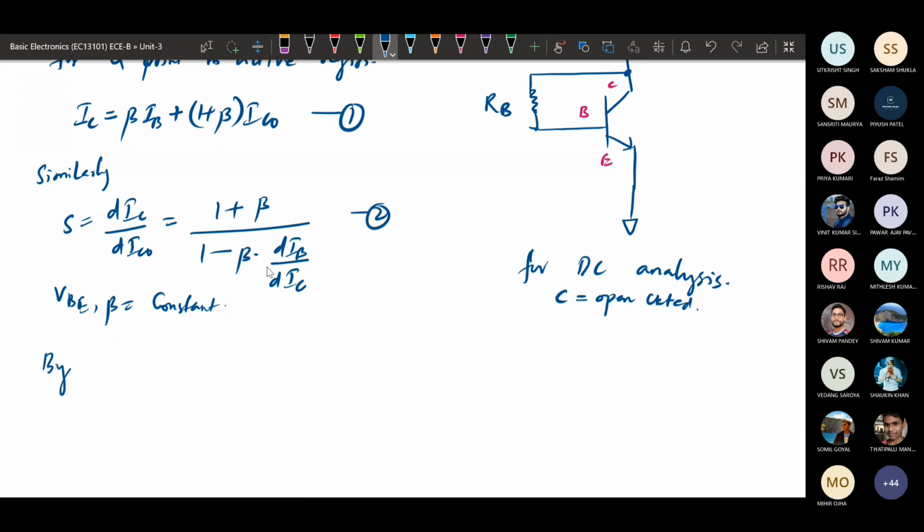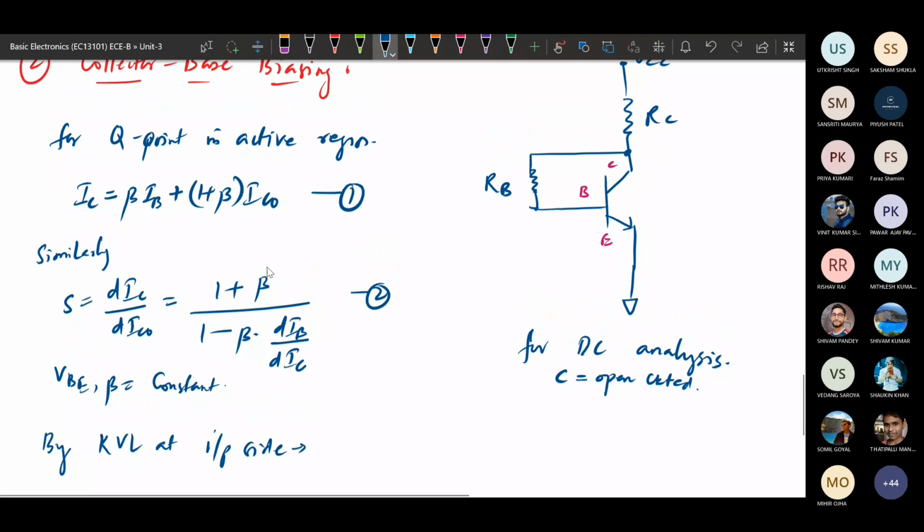If we consider the KVL at the input side, it will be VCC. So we can see the current's direction. This is the emitter current, this is the base current, and this is the collector current. The current passing through this resistor will be both IC plus IB, because at this point this is IB and here this is IC, so here the current will be IC plus IB. So IC plus IB will be flowing through this resistor RC.